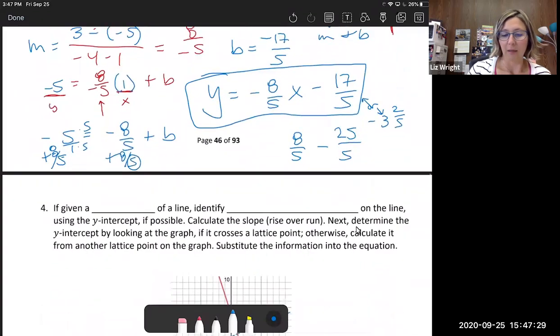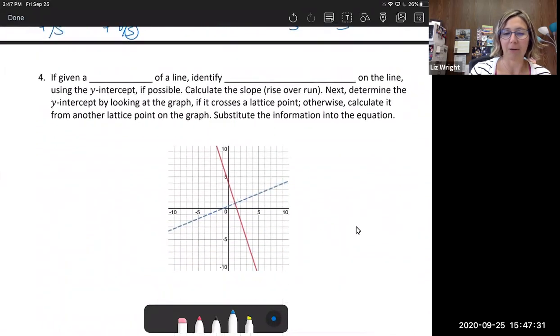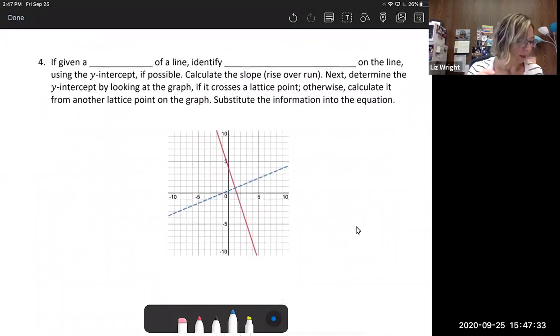All right, here's our 4th scenario. So if we are given a graph of a line, we're going to identify 2 lattice points.